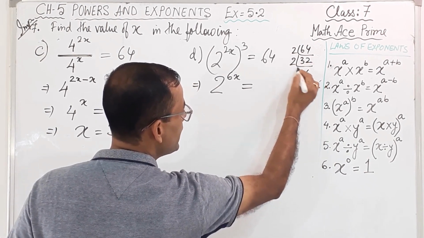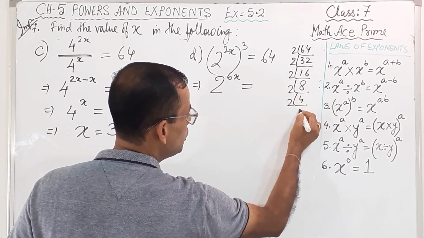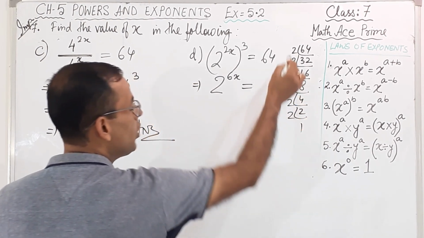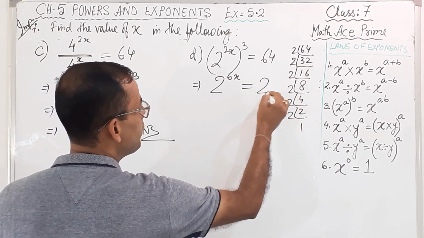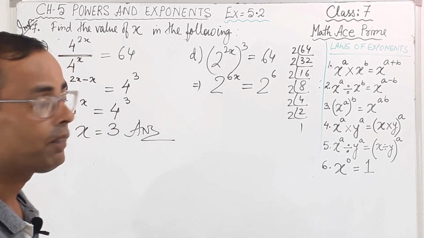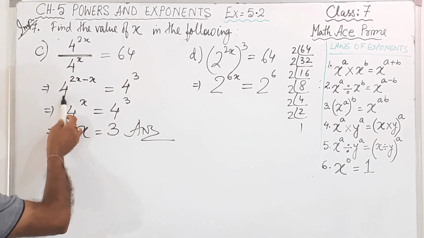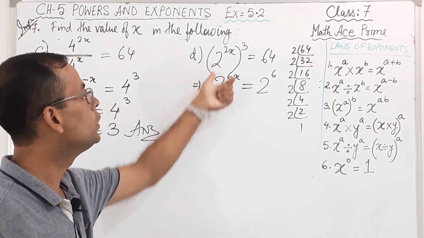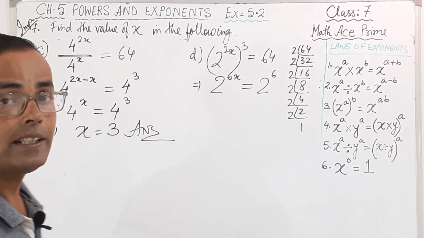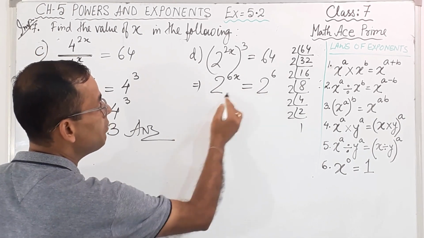Now 2, 16, again 2, 8, again 2, 4, again 2, 2, again 2, 1. So how many are there? 1, 2, 3, 4, 5, 6. So 2 to the power 6. Clear? We did here 4 to the power 3 because this side the base was 4. But this side the base is 2. So I have to bring 2 to the power 6. It depends upon you how you will make the base same.